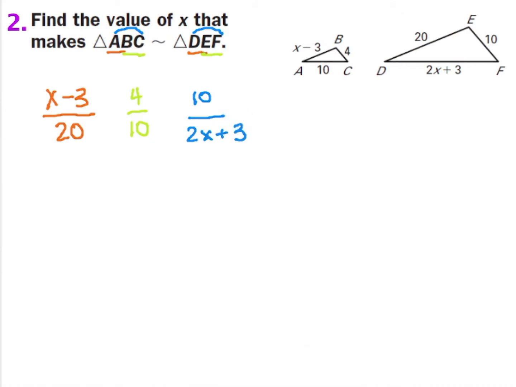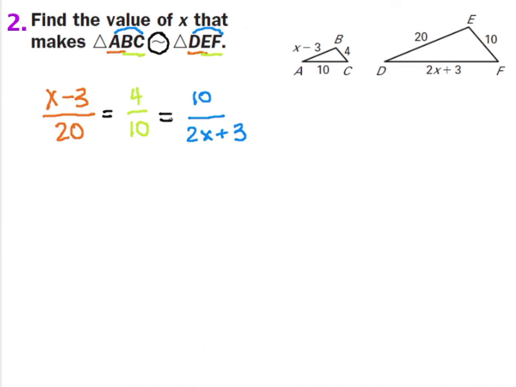And now since they already told me that those triangles are similar, I can assume that all the sides are proportional. I can throw those equal signs in there. And then I just need to solve for x. Again, how do you solve by cross multiplying when there's two equal signs? You don't. You just pick a part that you want to solve.